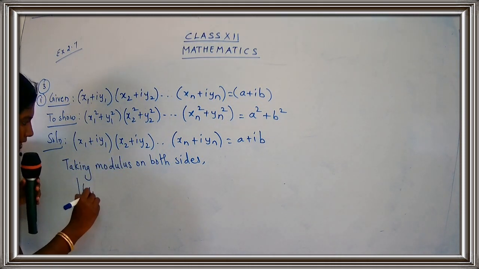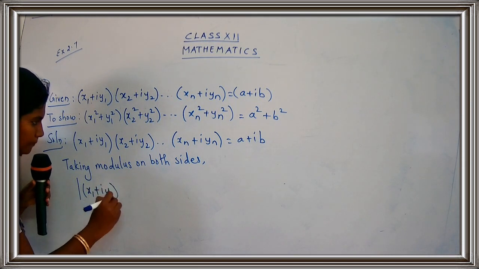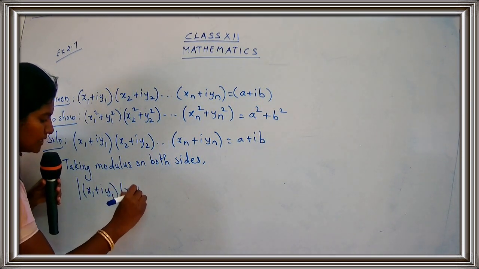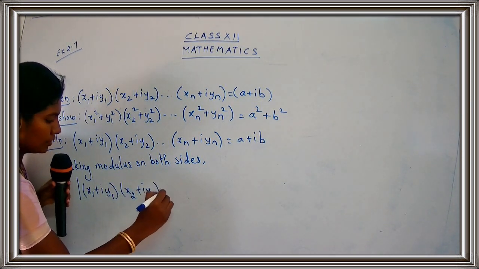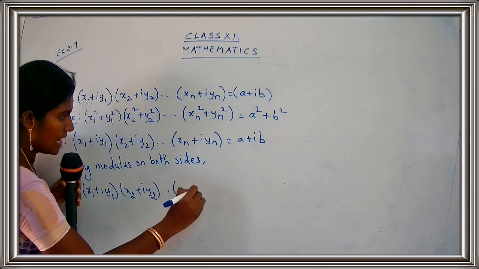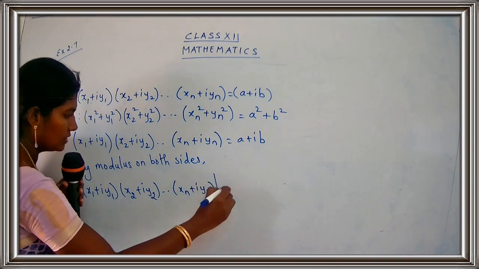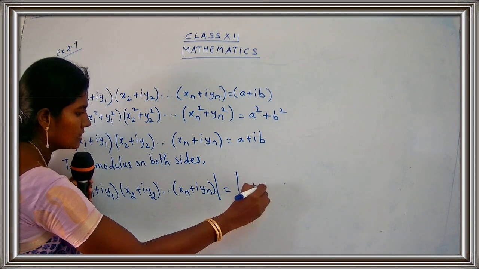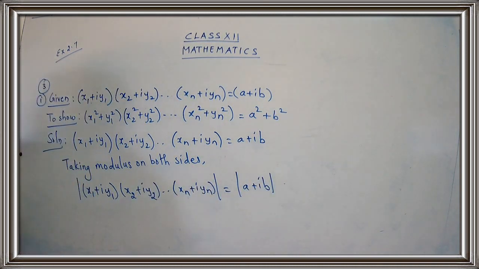Modulus x1 plus iy1, x2 plus iy2, xn plus iyn. This is equal to modulus a plus ib. So what we have done here, we have just taken the modulus on both sides. Do the step children.